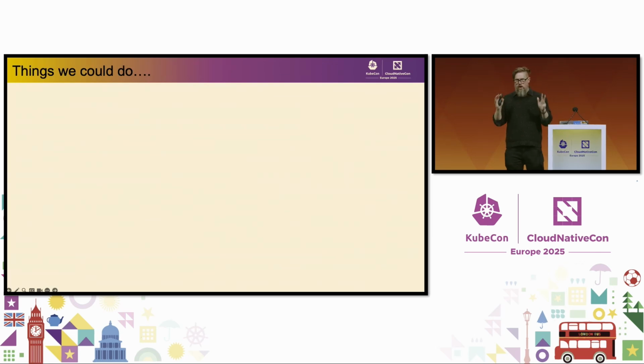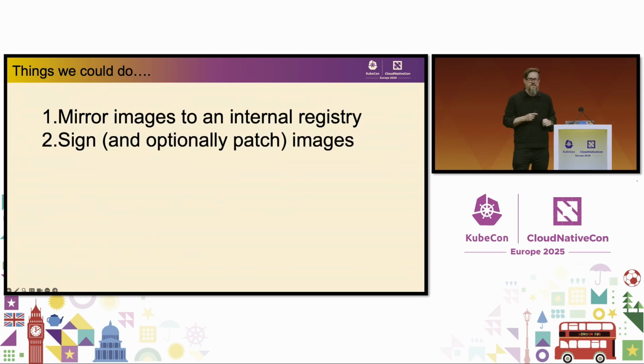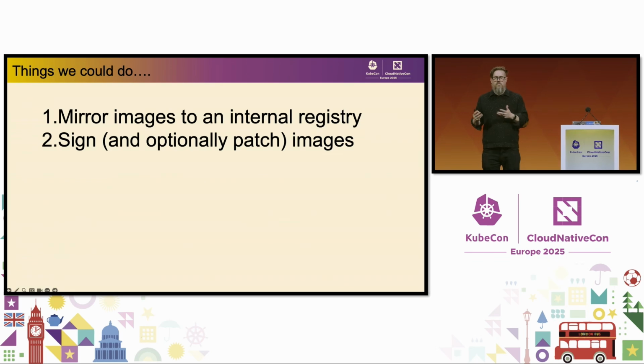So what are a couple of things we can do here? First, we could mirror all of our images to an internal registry. All those external dependencies, we're going to put them into an internal registry. And then we're going to sign them so we know that we put them there and we intended for them to get there. And as part of that process, we could scan them, look for malware, do a lot of other things, potentially patch them as well with a project like COPA, and then make sure that those are available in our registry.